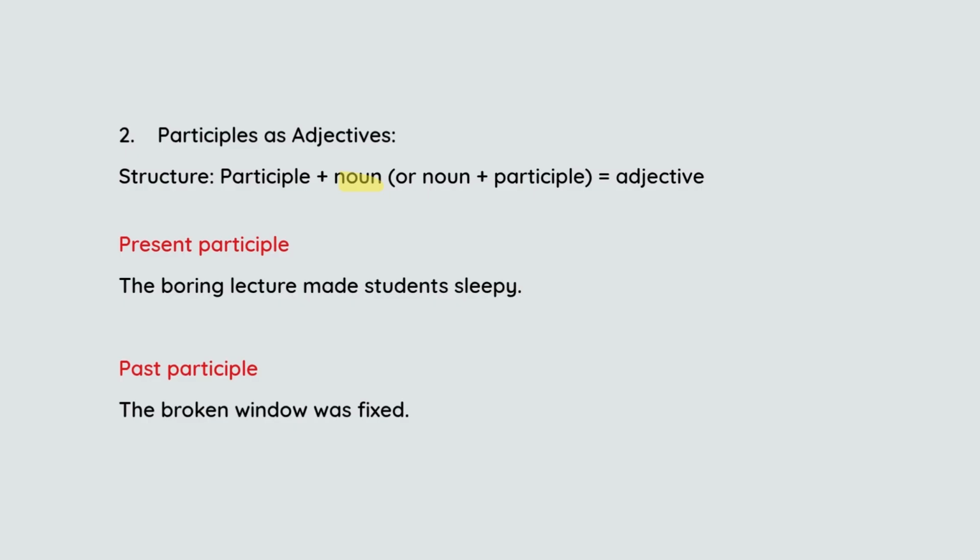Look at these examples. "The boring lecture made students sleepy." In this sentence, boring is an adjective and not part of the verb because it is not accompanied by some form of be. The verb in this sentence is made. "The broken window was fixed." In this sentence, broken is an adjective, not a verb, because it is not accompanied by a form of be or have, and the verb in this sentence is was.